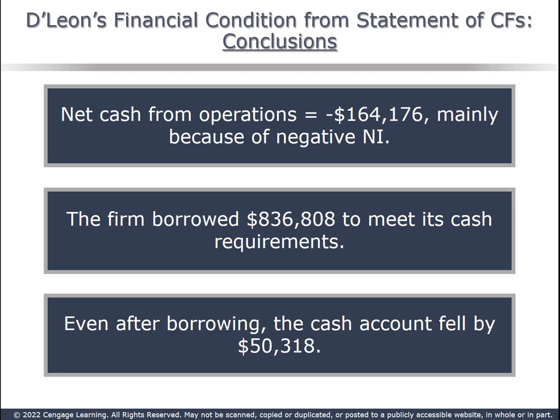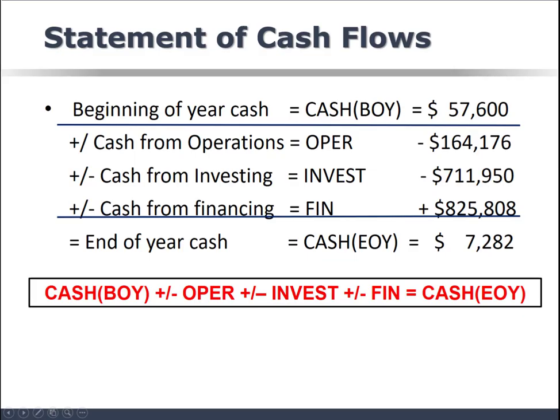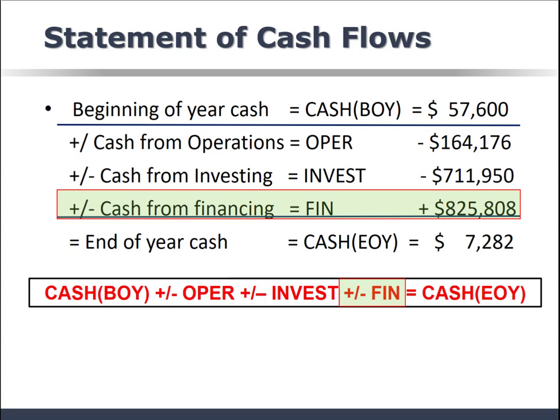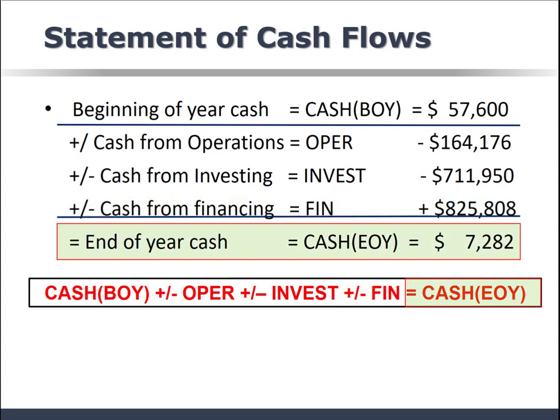Our overall conclusions from DeLeon's statement of cash flows: net cash from operations was driven by negative net income. The firm borrowed heavily to finance their growth, and even after borrowing, they still dipped into cash. This steps through the statement of cash flows. Beginning of the year cash, plus or minus cash from operations, plus or minus cash from investing, plus or minus cash from financing, equals end of year cash.